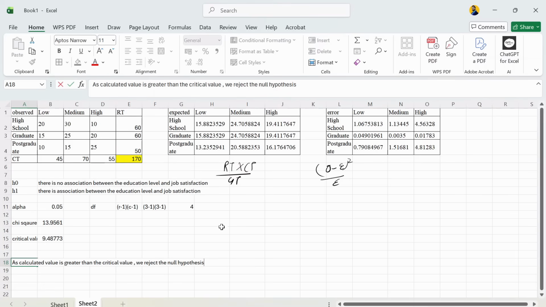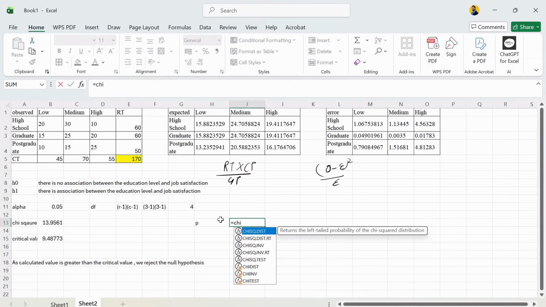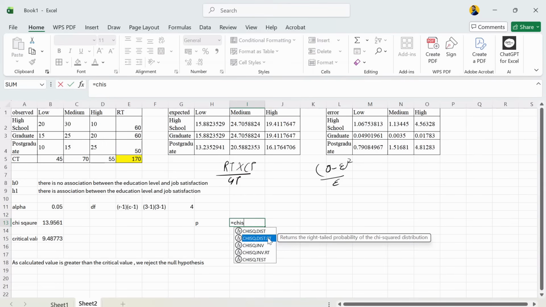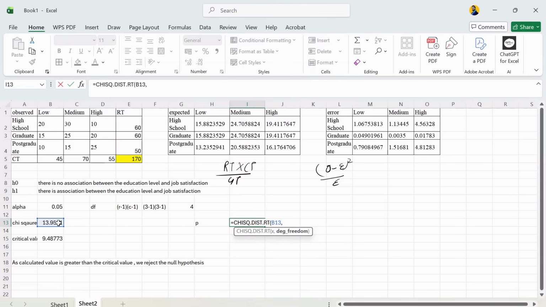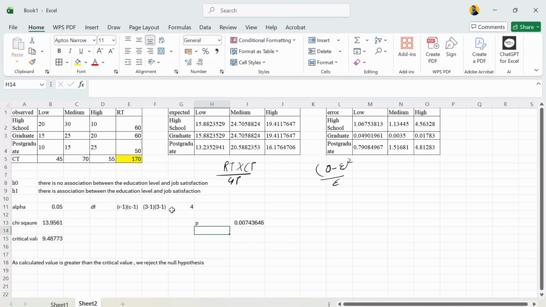Now, if the question says you have to decide on the basis of p-value, then you will find the p. Write down p equal; as you are doing the chi-square, use the chi-square distribution. I have mentioned to use the distribution RT, right tail. Just select this, and they are asking for X. X means your chi-square value. So the chi-square value is this one, comma, degree of freedom. Degree of freedom is 4. Parenthesis close, enter. So your p-value is 0.007.